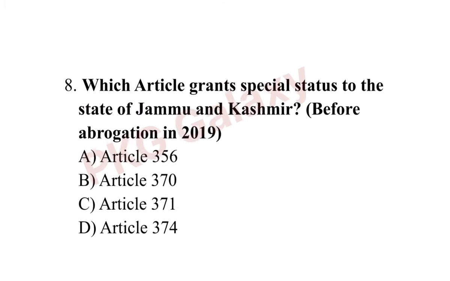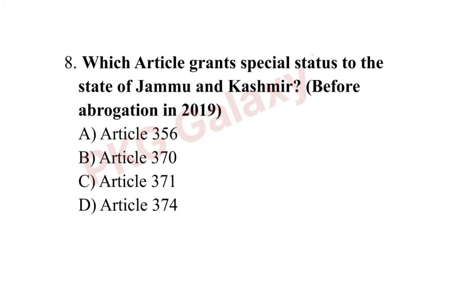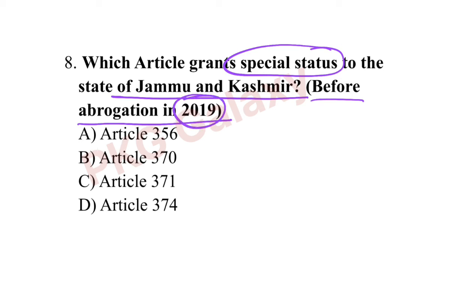Next question. Which article grants special status to the state of Jammu and Kashmir before abrogation in 2019? The correct answer is option B, Article 370.